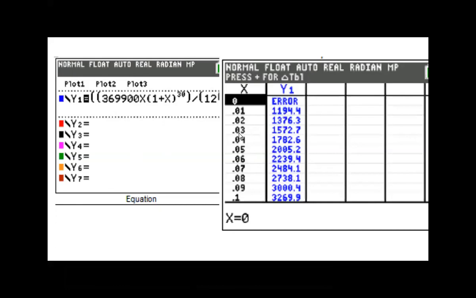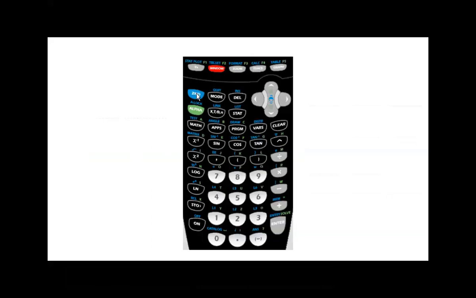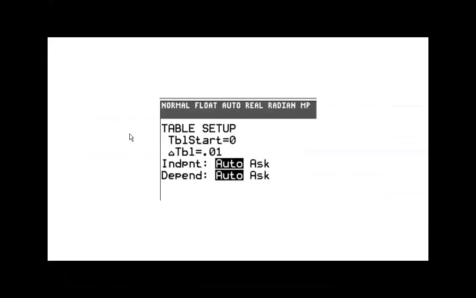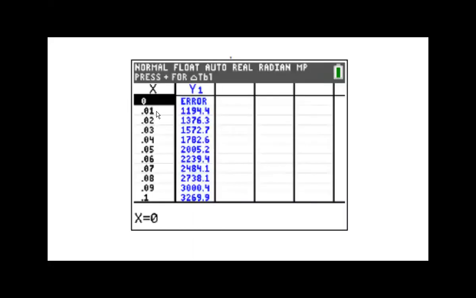So in other words, at 1% interest, your monthly payment will be $1,194. At 2% interest, the monthly payment would be $1,376. That's just how to set the window. You go to second window, and you should see this screen. Basically the big thing is delta table, 0.01. That will make your table's X values go up by 0.01, so in other words, 1% at a time. Table start 0 is just the first value that you're going to see.